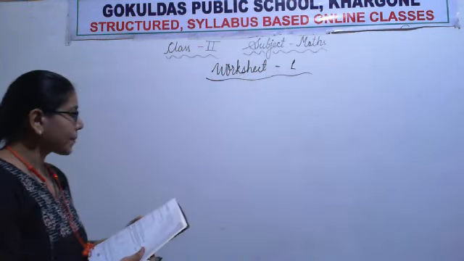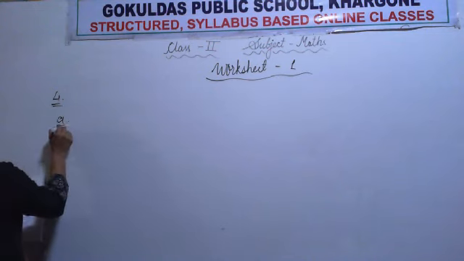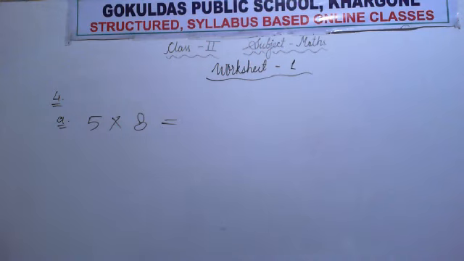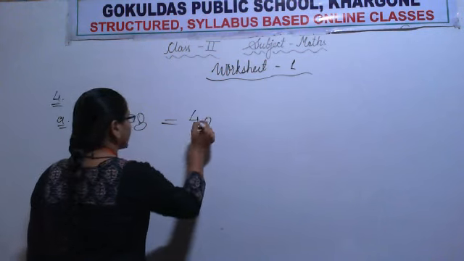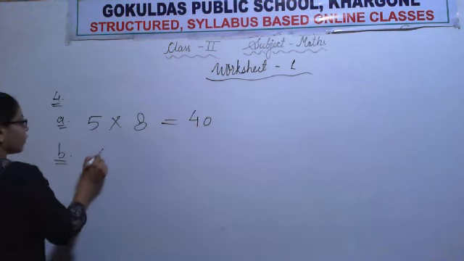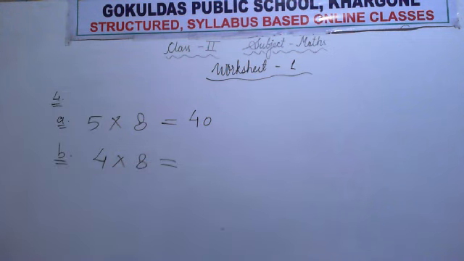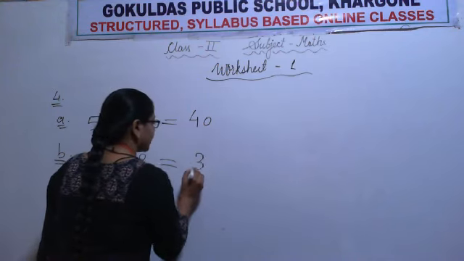So question number 4, part A. 5 into 8. So table of 5, 5 8s are 40. Very good. So we will write 40. The next one is 4 into 8. So you need to learn the table of 4 for this. So 4 1s are, 4 2s are, 4 3s are. You will recite the table of 4, and stop at 4 8s are 32. So we will write 32.